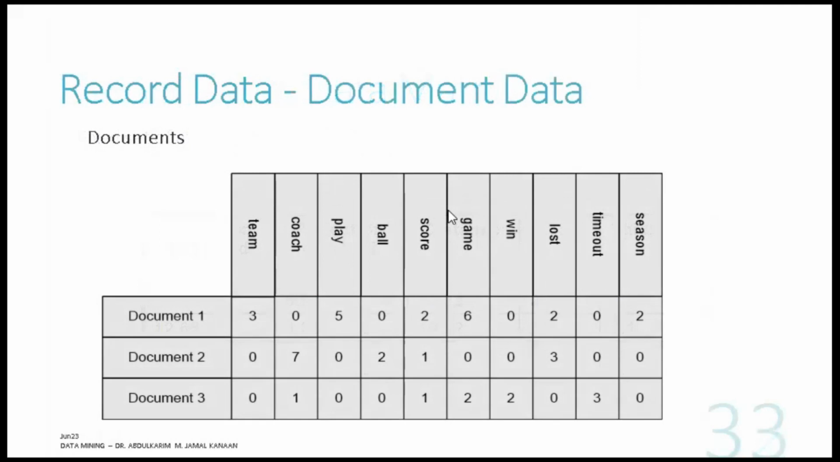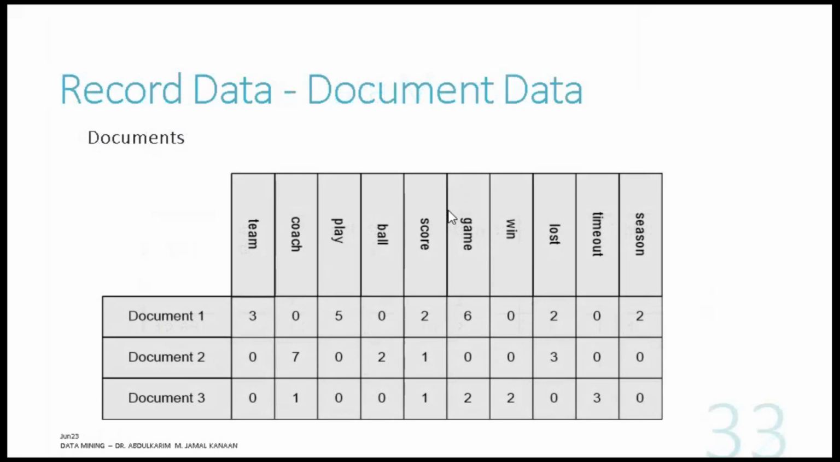Here, let's say documents. If you'd like to build a model to classify documents, then one way, if you are doing machine learning, is to find those keywords inside each document and then quantify how many times the word, for example, team has appeared in document 1, and how many times the word coach has appeared in document 1, and so on. Okay, so the data set has to be prepared like this.